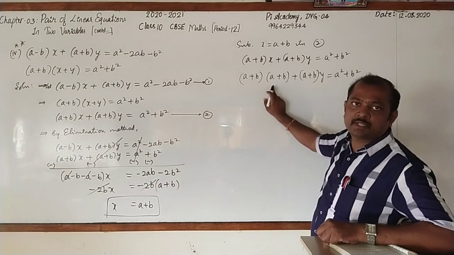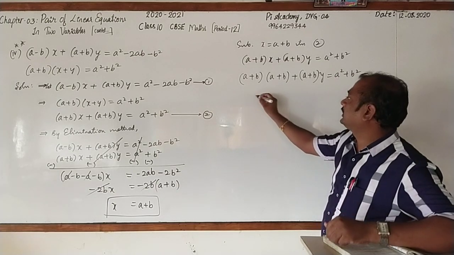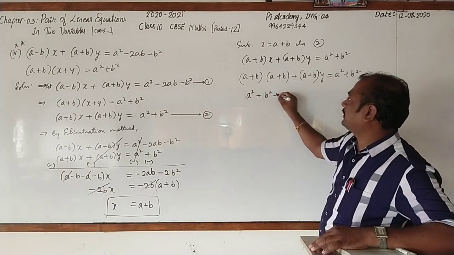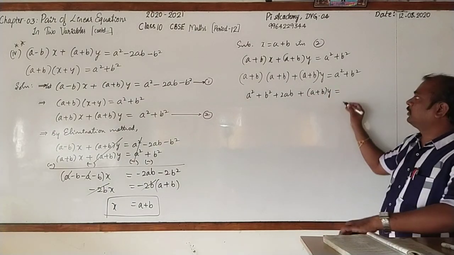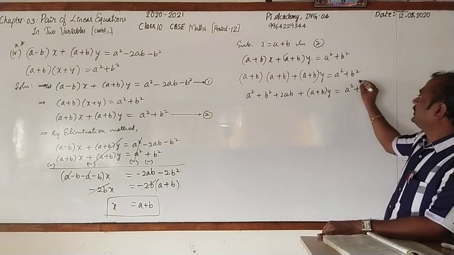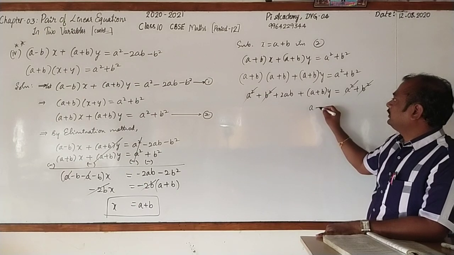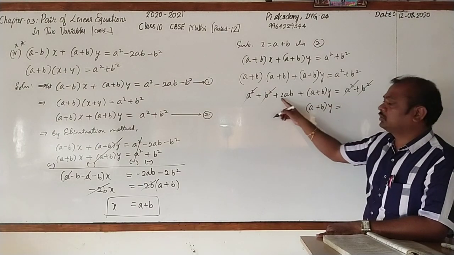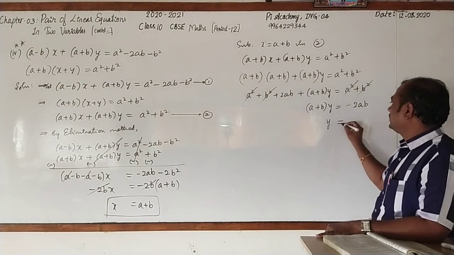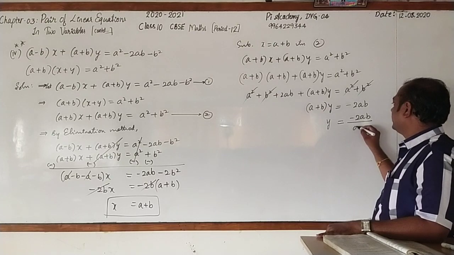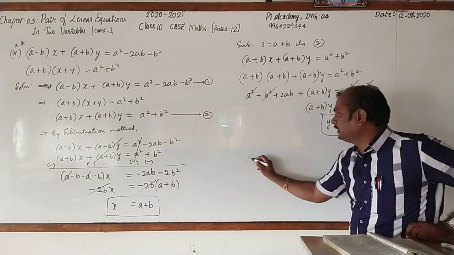Now (a plus b) into (a plus b), whole square. It is in the form of an identity. Expand it. It is a square plus b square plus 2ab, plus (a plus b) into y. Keep that as it is. It is equal to a square plus b square. A square gets cancelled. B square gets cancelled. Now (a plus b) into y is equal to, transfer 2ab to the right hand side, becomes minus 2ab. Then y is equal to minus 2ab by (a plus b). Got it? Yes. We can write the solution.